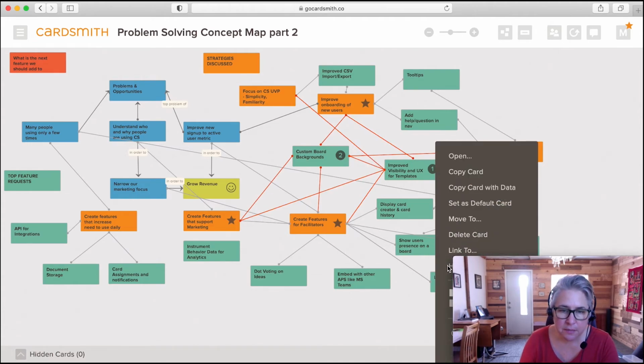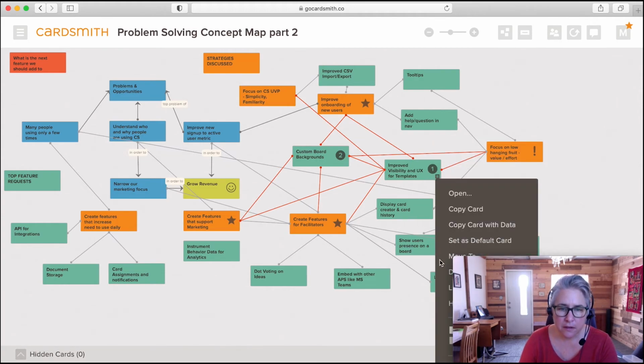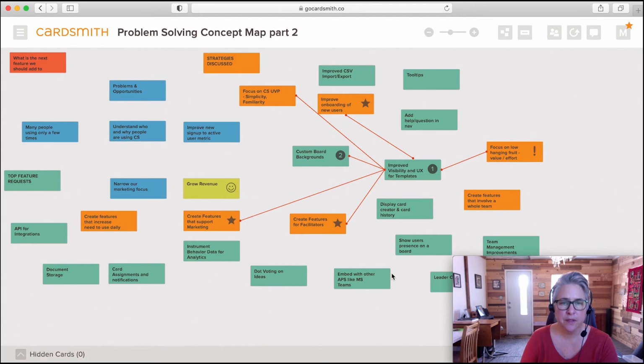So if I highlight these particular items, we just selected number one, and also related to that was number two. If I highlight those connectors, you can see I'm touching upon creating features that support marketing, creating features for facilitators, improving onboarding of new users, and focusing on low-hanging fruit, all with these two related features. And I've highlighted those in red so we can come back to this and remember what we decided and why we decided it. Because what we don't want to do is to question this decision.